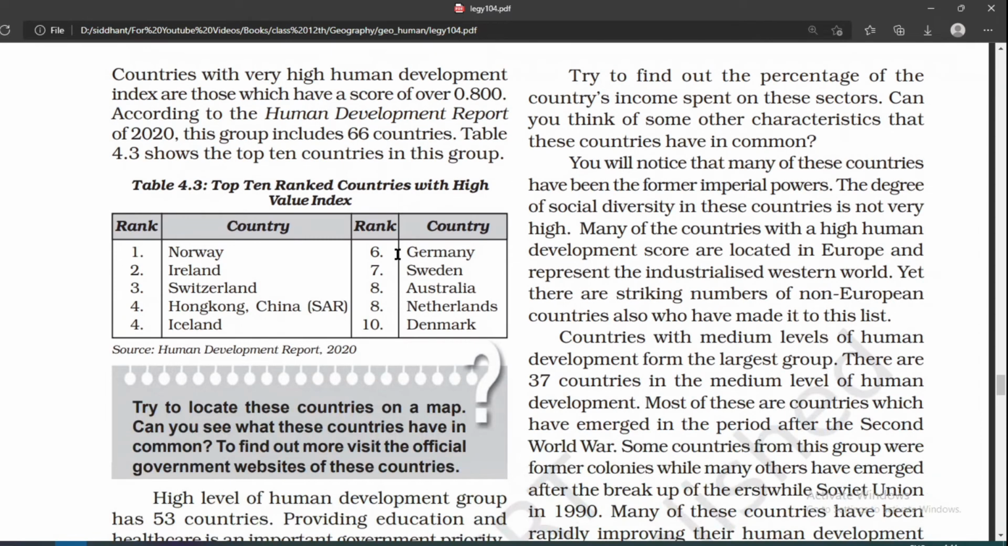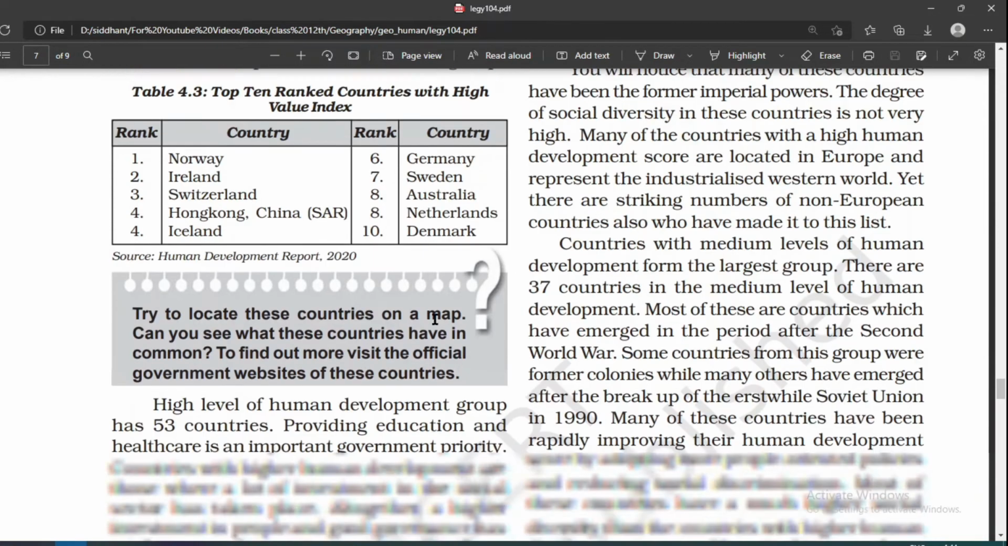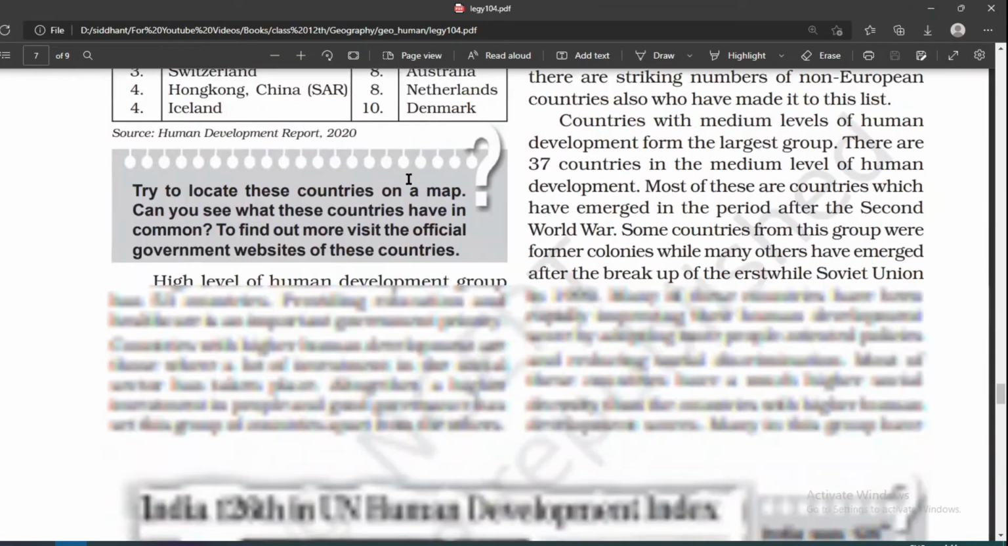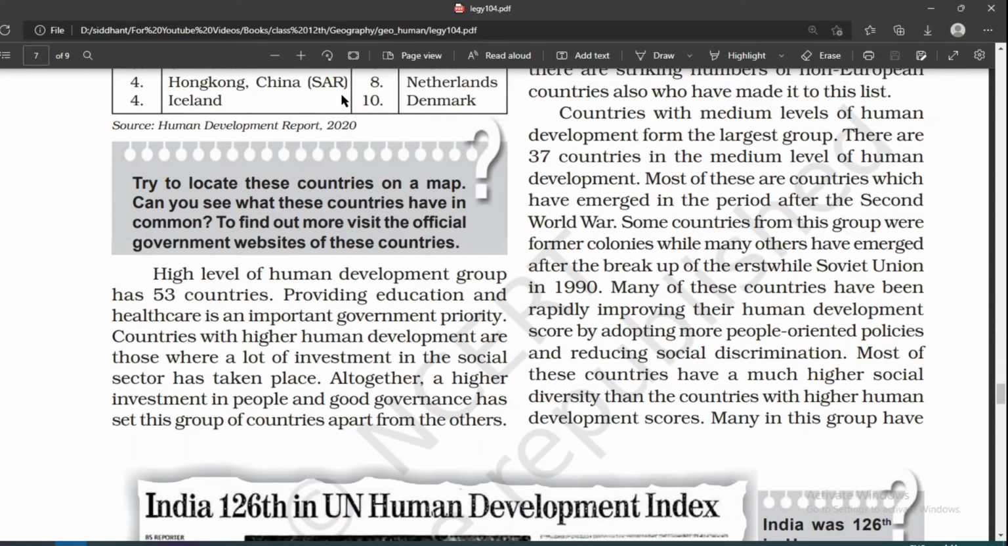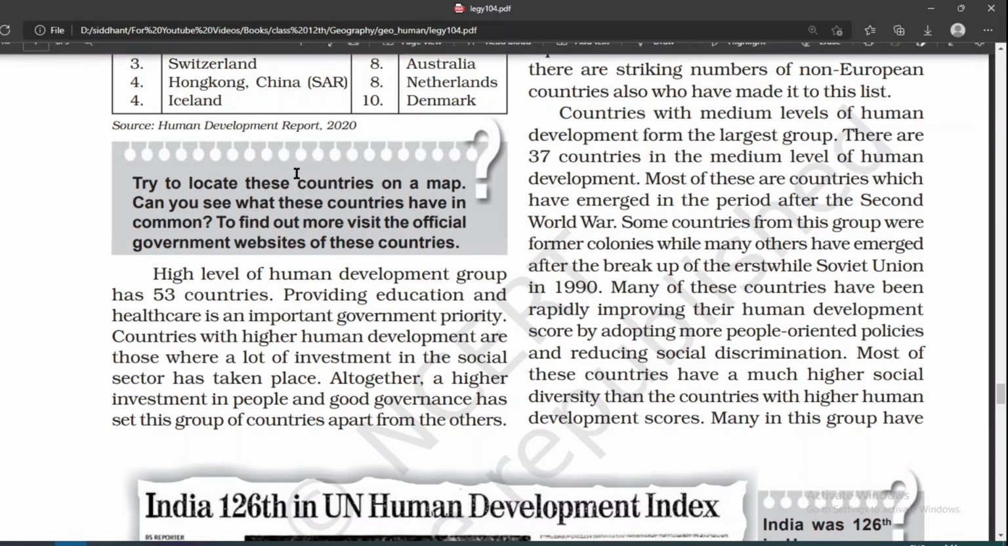Norway ranked 6, Germany, Ireland 7th, Sweden, Switzerland 8th, Australia 4th, Hong Kong, China 8th, Netherlands 4th, Iceland 10th, Denmark. Try to locate the countries on a map and see what these countries have in common. To find out more, visit the official government website of these countries.